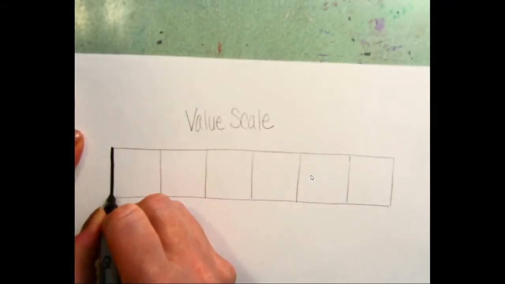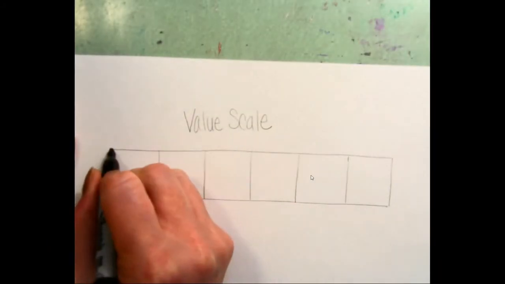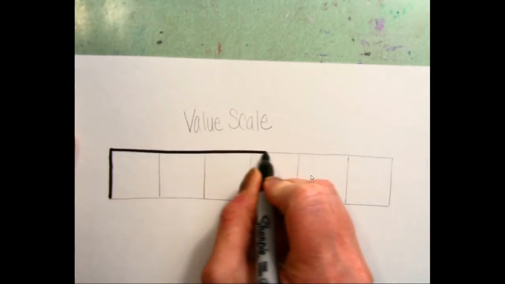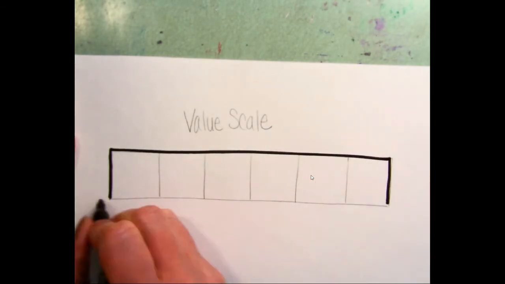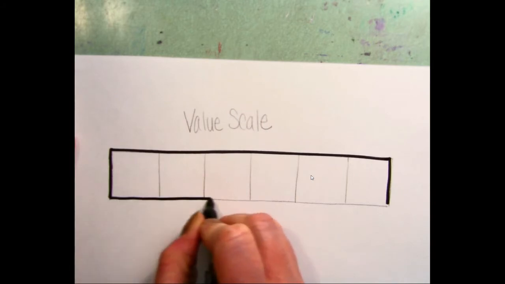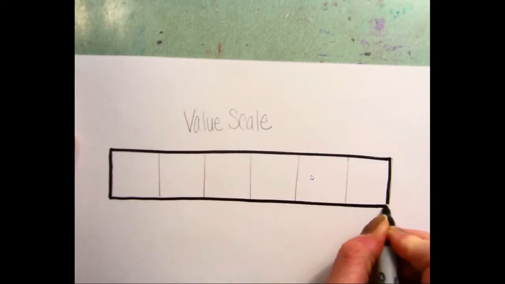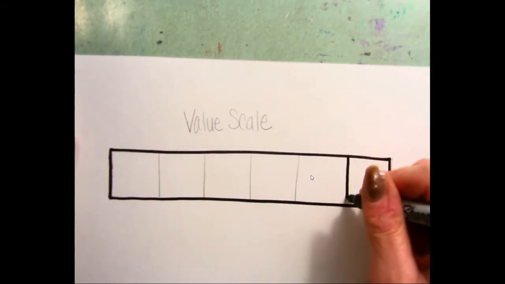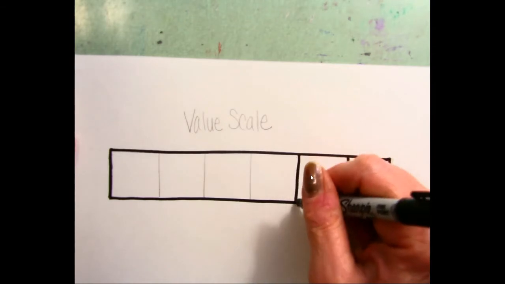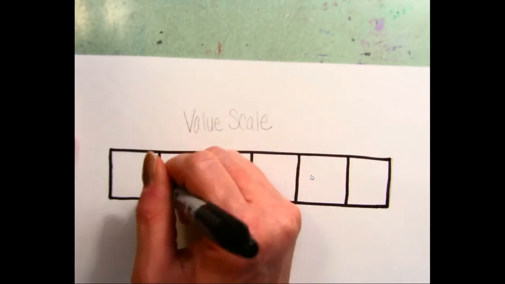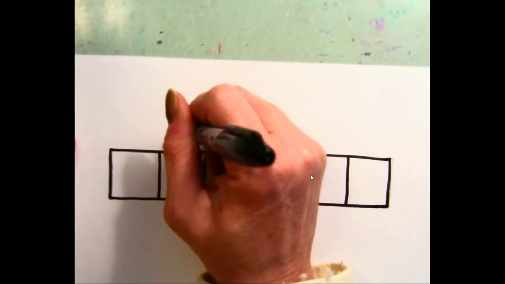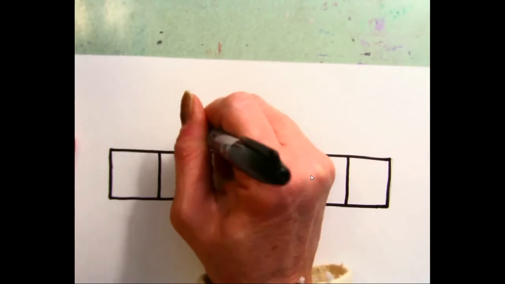So to continue on with the video, what she said in her video, we're going to make a value scale. So with your piece of paper, I want you to make a big, long rectangle. And in your rectangle, I want you to make 6 boxes. And at the top, write value scale.